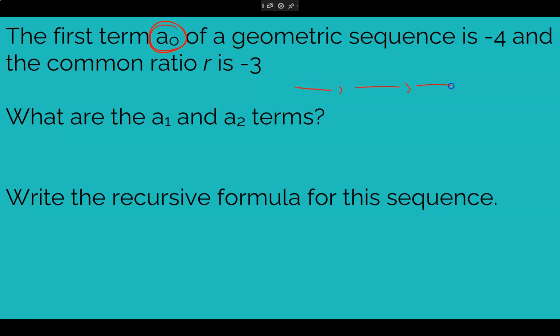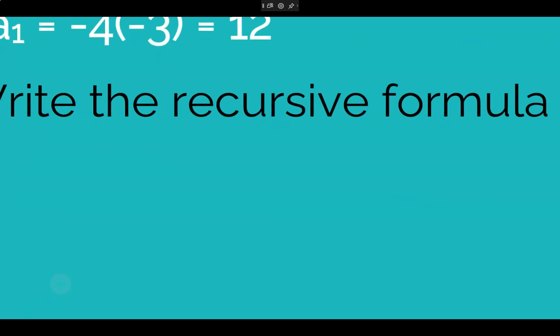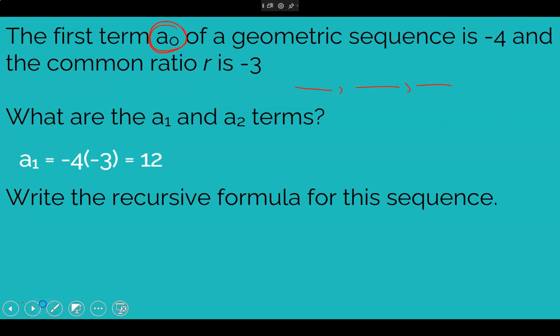Okay, multiply -4 by -3, and that gives me 12, so this was A0, it's -4. We multiplied it by -3 to move forward, and I got 12. All right, and then how can I find A2? I can take 12 and multiply it by -3 to give me, what's 12 times -3?